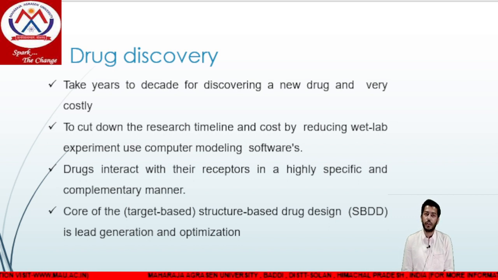To cut down the research timeline and cost by reducing wet lab experiments, we use computer modeling software like Gold, Schrodinger, etc. Drugs interact with their receptors in a highly specific and complementary manner. These drugs are at the core of target-based, structure-based drug design in lead generation and optimization.